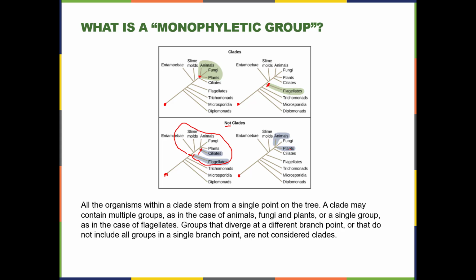And could animals and plants be a monophyletic group with each other, but excluding the fungi? No, because again, you'd have to make a cut here and here. And the rule for a monophyletic group is one trait that defines everything in that group. So one derived trait for everything. All right, so that's how you can tell whether everything is part of one clade or one monophyletic group.